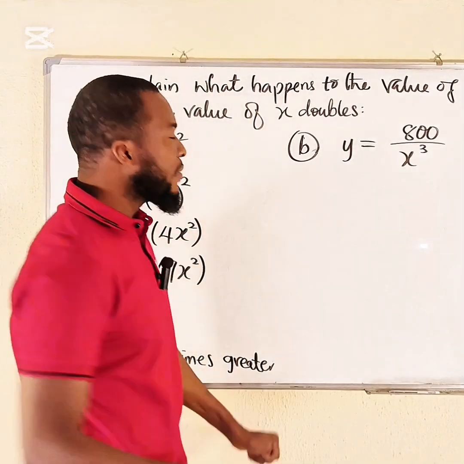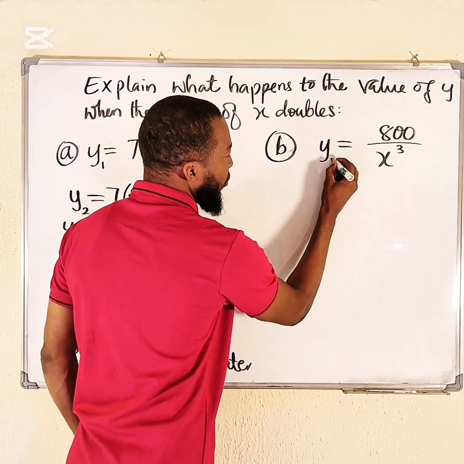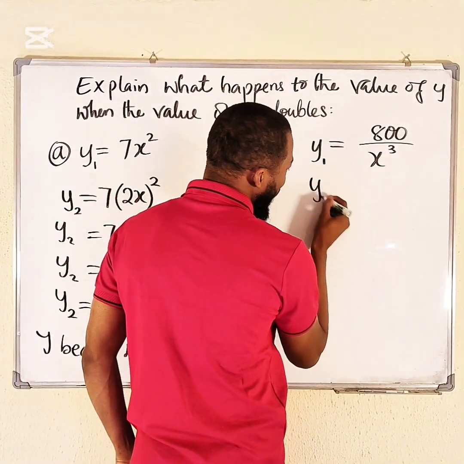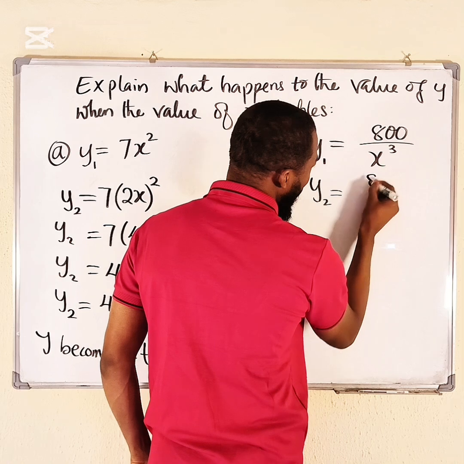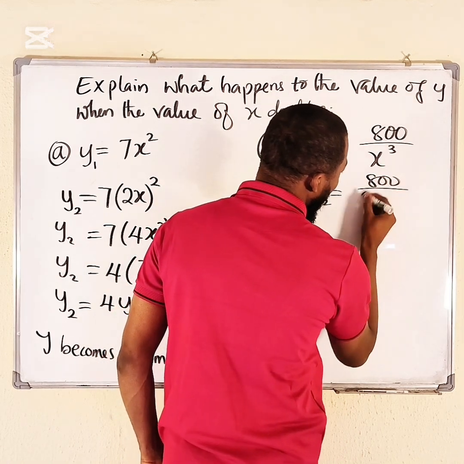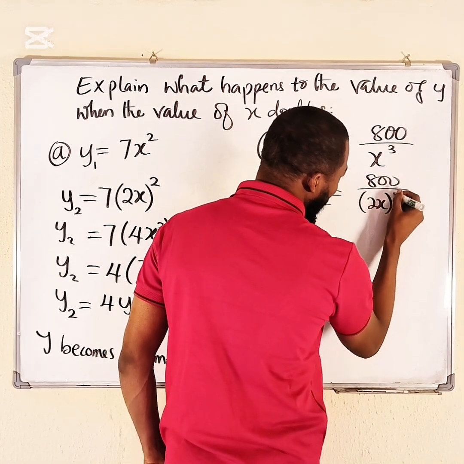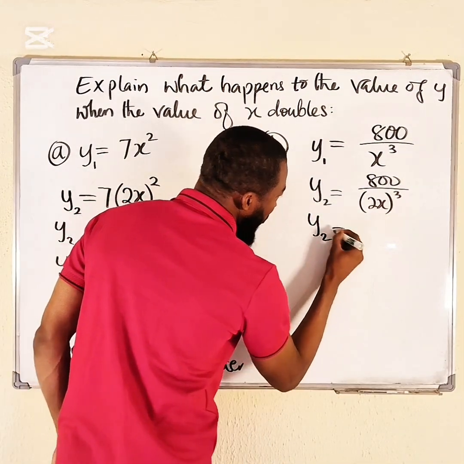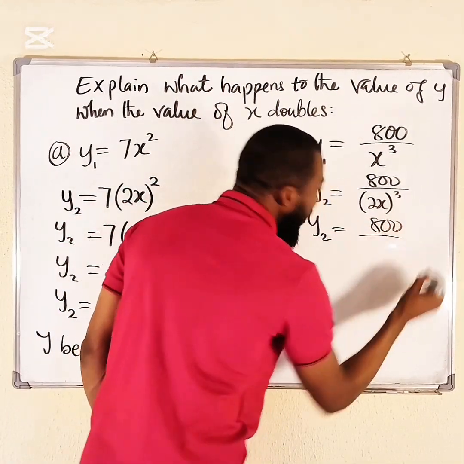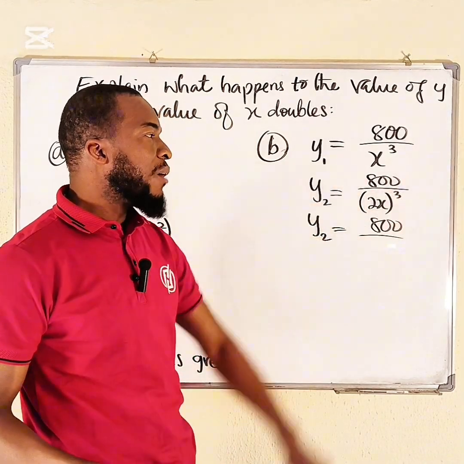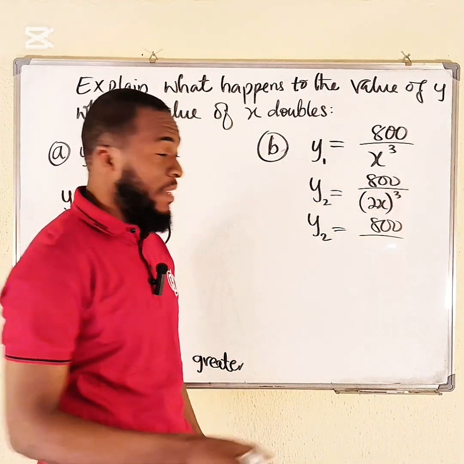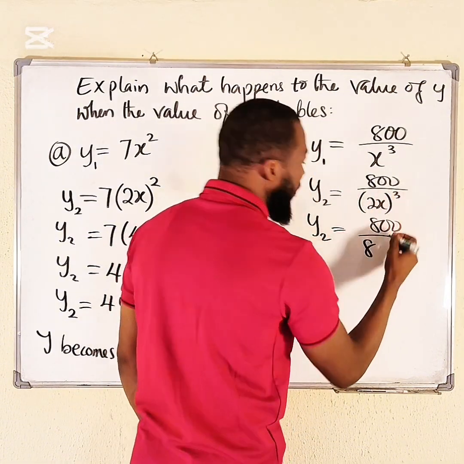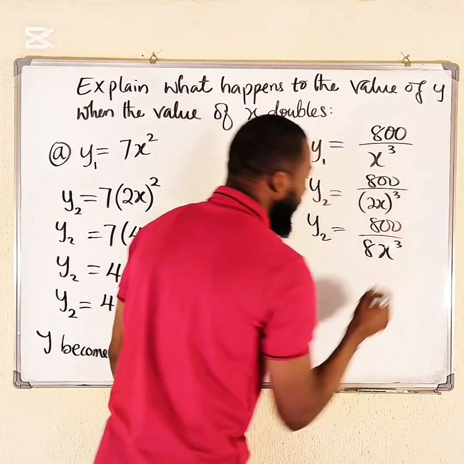Let's move to the next one. Let me call this one y1 because we are going to double x as well. So y2, as we double x, becomes 800 divided by 2x, as we double that, to the power of 3. y2 will now be equal to 800 divided by 2 to the power of 3, which is what? 8.